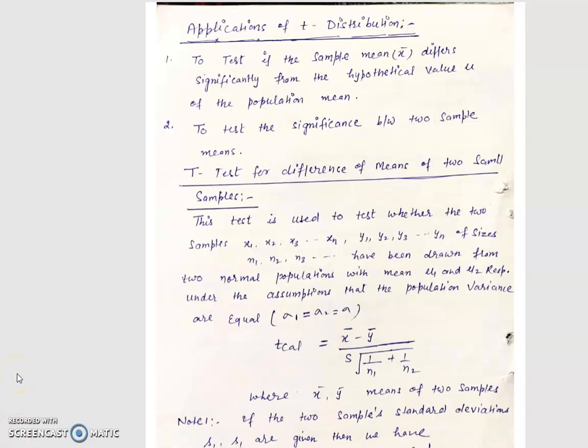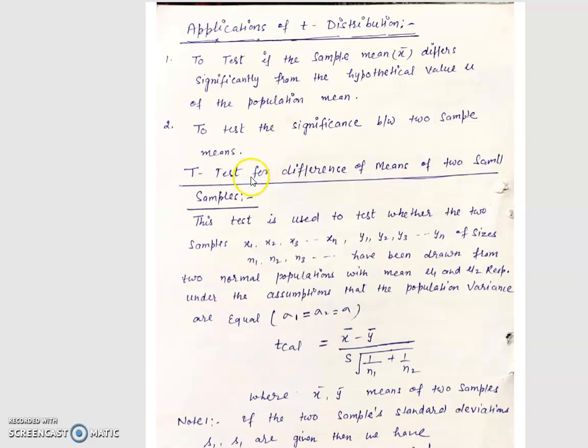These are the applications of t-distribution where we can apply this test. First, if the sample mean x bar differs significantly from the hypothetical value mu of the population mean, and to test the significance between two sample means.